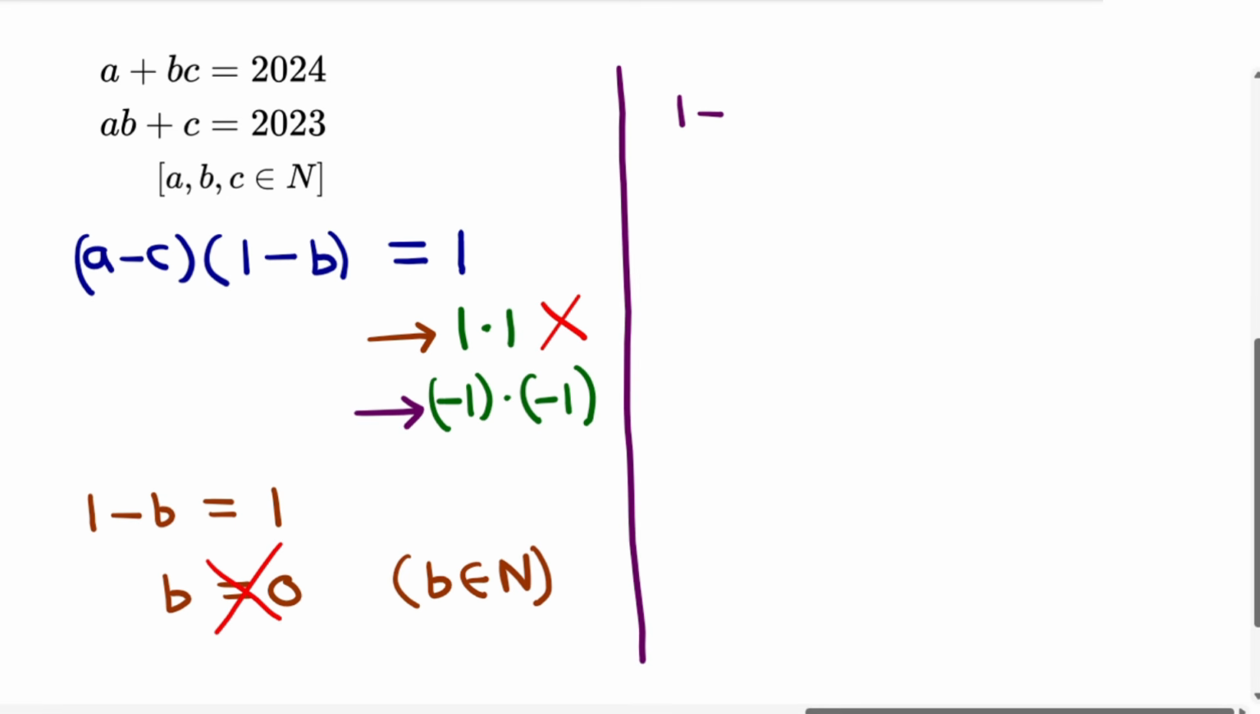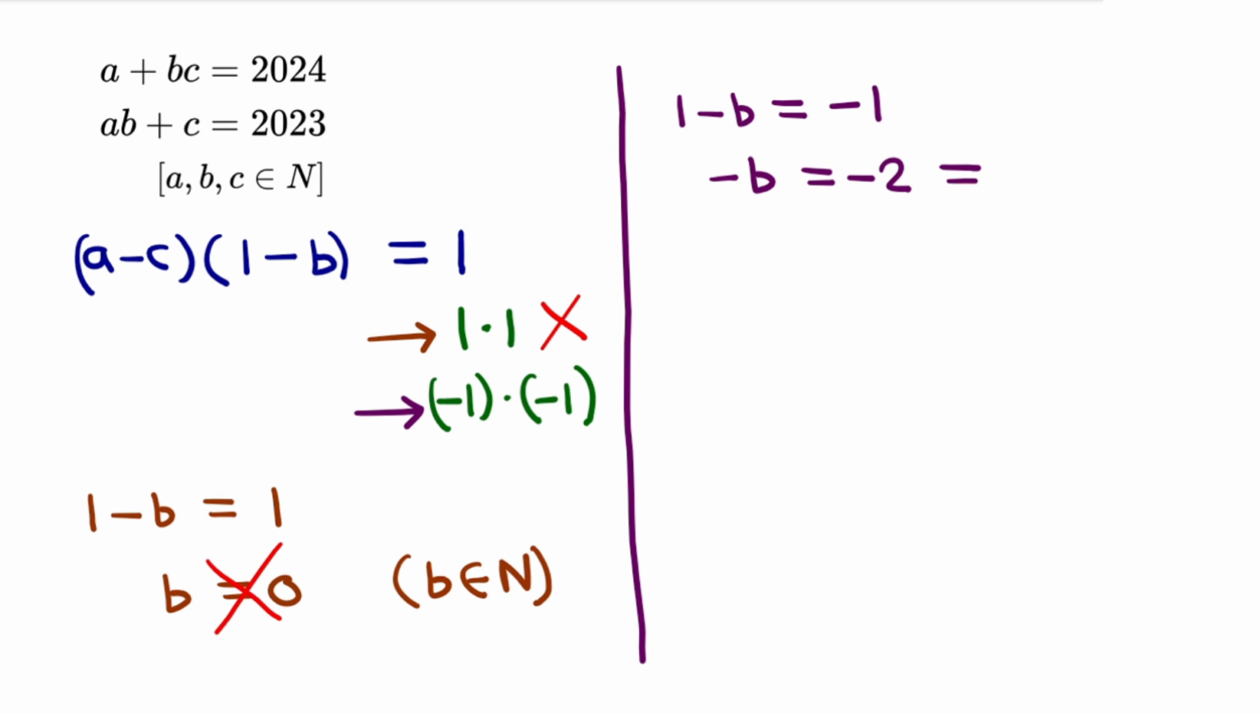So 1 - B = -1. Subtract 1 from both sides. Negative B equals negative 2. So B = 2. Nice. Now use the other factor. A - C = -1. That means A = C - 1.